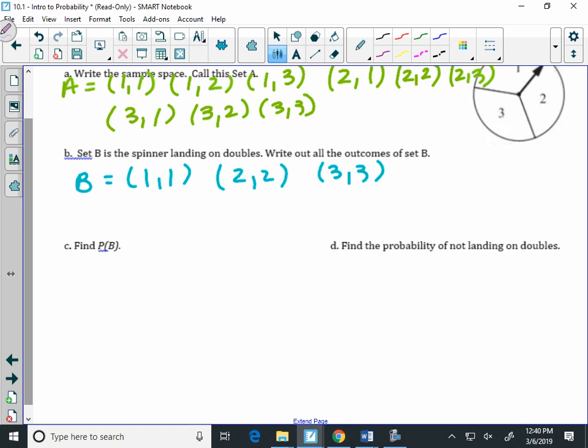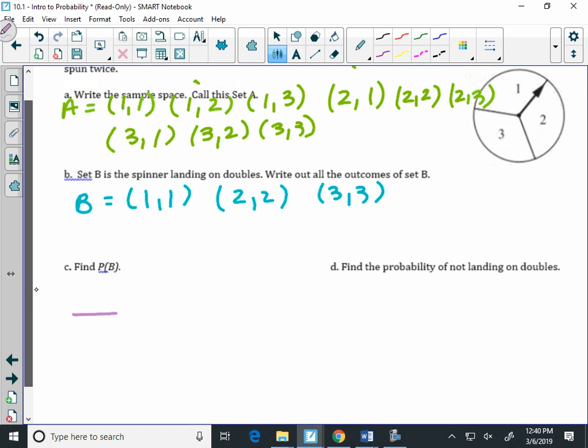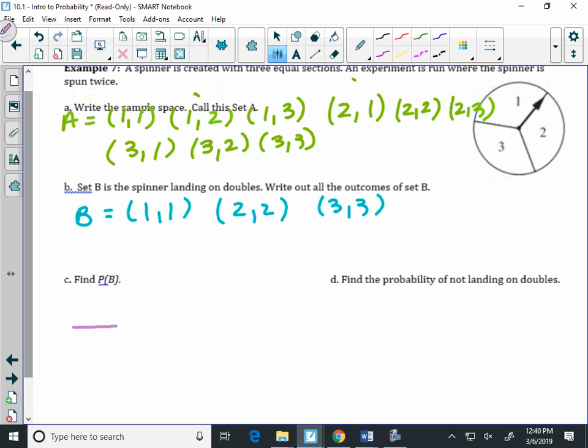Now we want to find the probability of B. So we make our fraction. How many total possible outcomes did we have? 9. You go to your sample space. You count up all your ordered pairs. 1, 2, 3, 4, 5, 6, 7, 8, 9. That goes in the bottom. Of those 9, how many were in B? 3. What is 3 over 9 simplified down to? 1/3. So you can leave it as 1/3, or divide it and get 0.33. Any of those answers are fine.